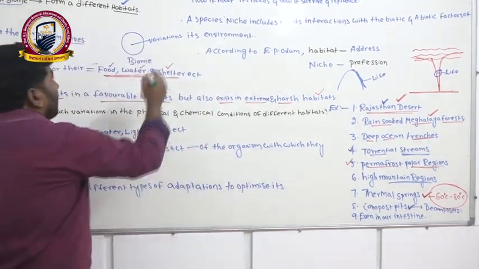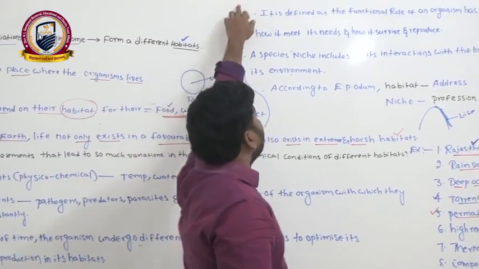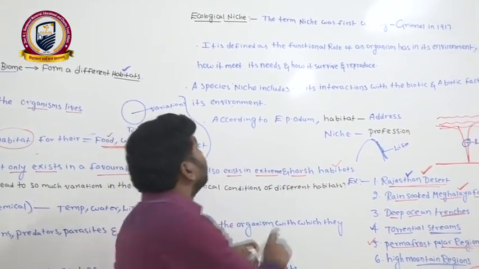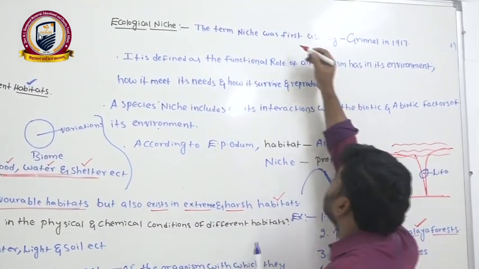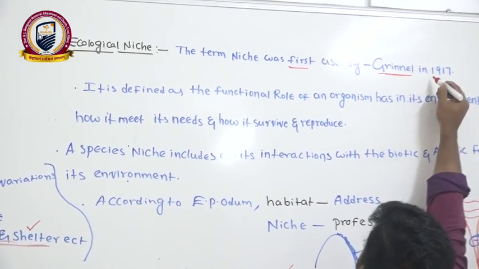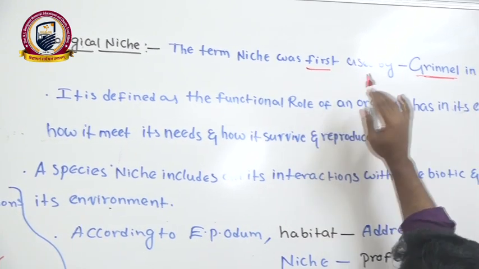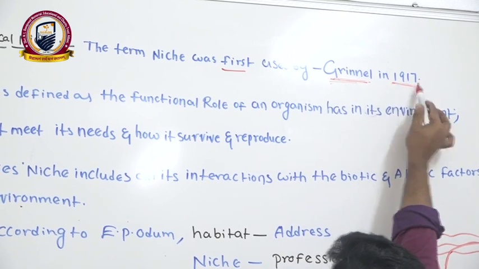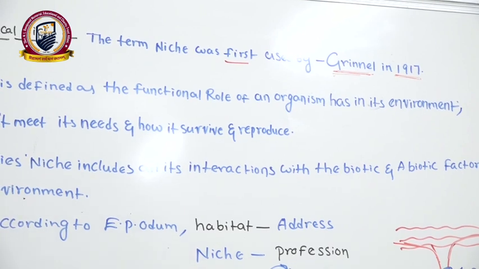Right? Now, continuing this concept, we will discuss ecological niche. Ecological niche means nothing but, the term niche was first used by Grinnell, in the year 1917. The term niche was given or used by Grinnell in the year 1917. What is meant by the niche actually?